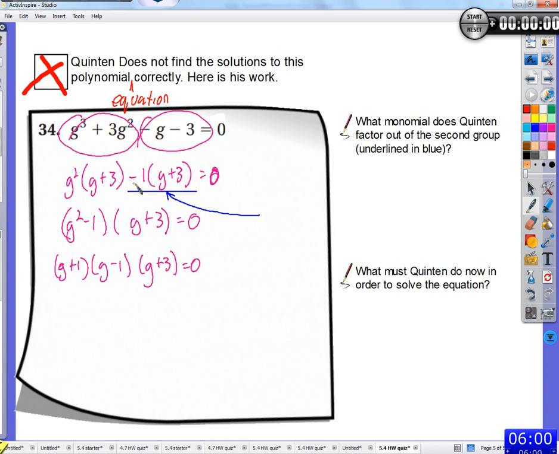Negative 1. Factoring out a negative 1 is one of those things that sometimes, even when I work with students and they're doing it, they don't realize they're doing it. Okay, so there is a common factor of negative 1. Negative 1 times g, negative 1 times 3, so we can factor out that negative 1. So he does that. Then he even finds the difference of squares is there. G squared minus 1 is the difference of squares. So what must Quentin do now in order to solve the equation?